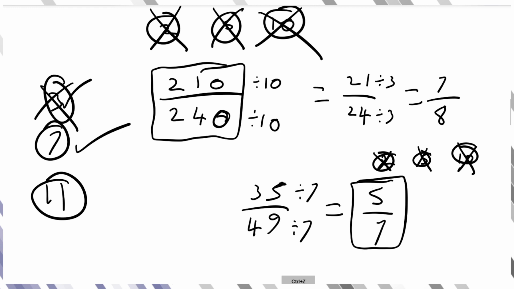That's the final answer. We should probably check to make sure it doesn't simplify anymore. So 5/7, is there any number that goes into 5 and also goes into 7? Well, they're both prime numbers, and with them being both prime numbers, that means we can't simplify it anymore. If one of them was a prime number, maybe we could, but if both of them are different prime numbers, then we can't simplify it anymore.